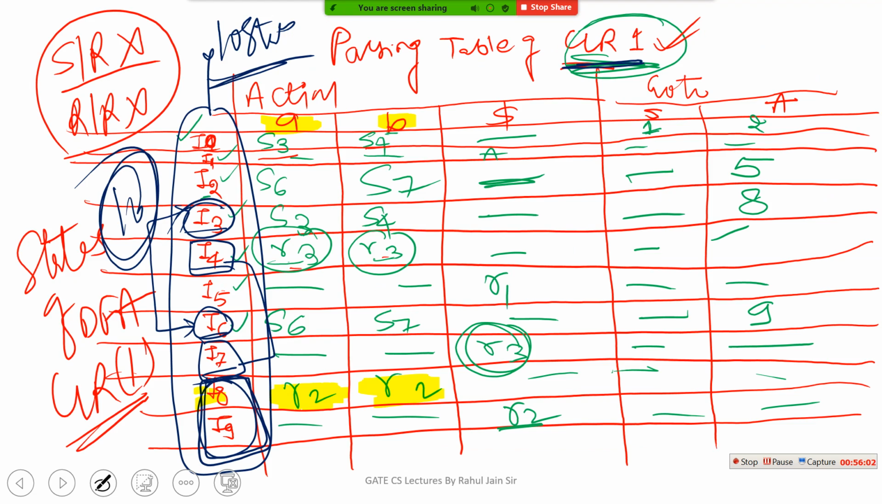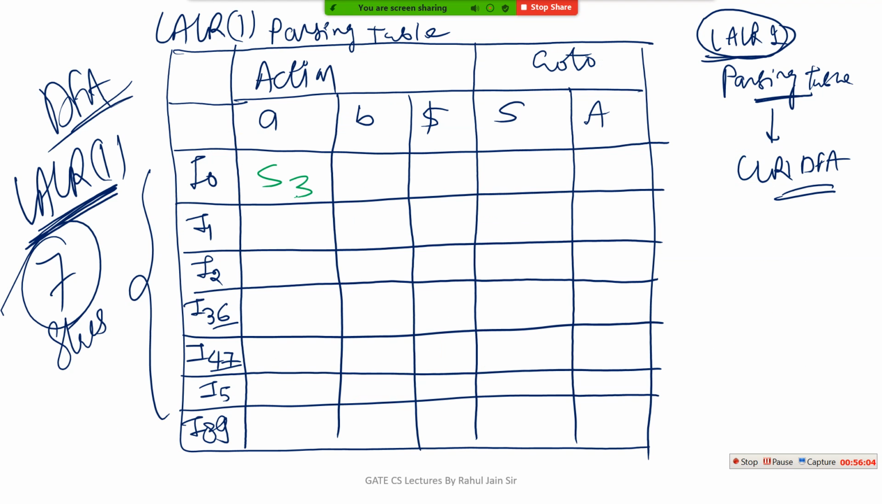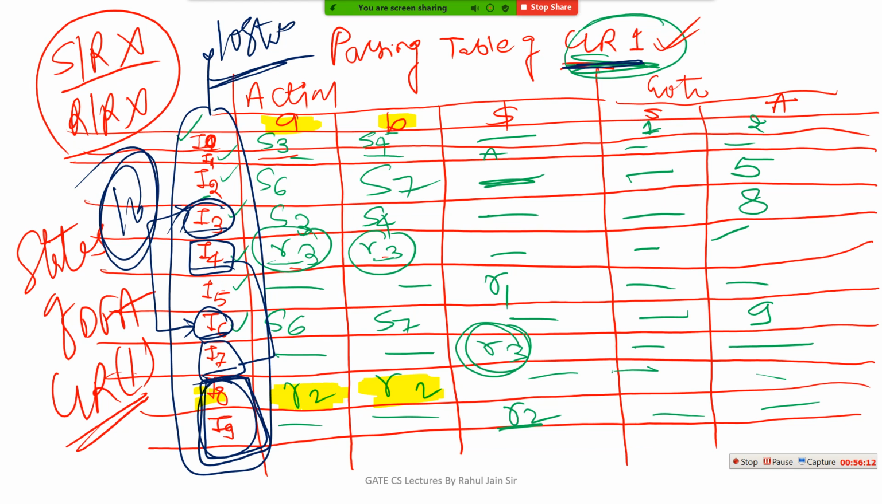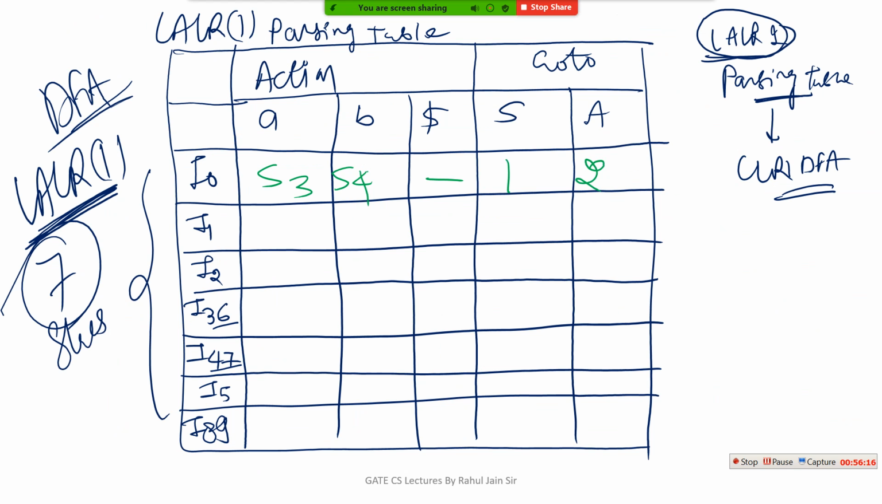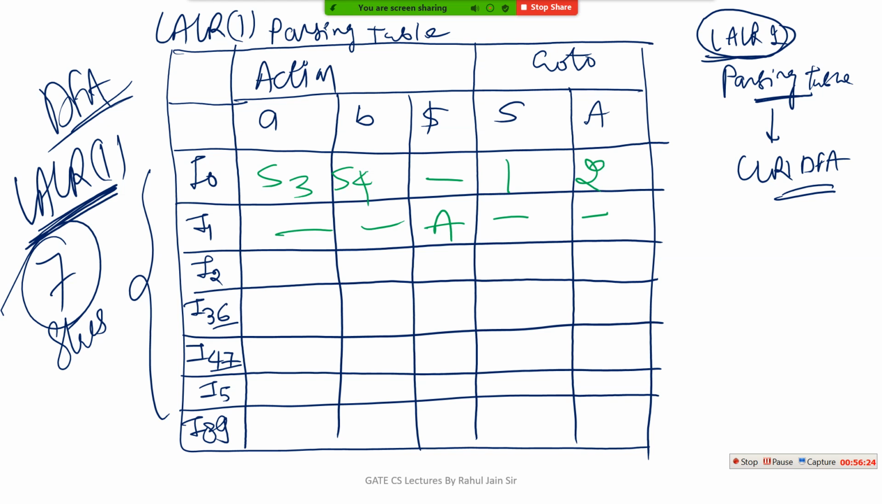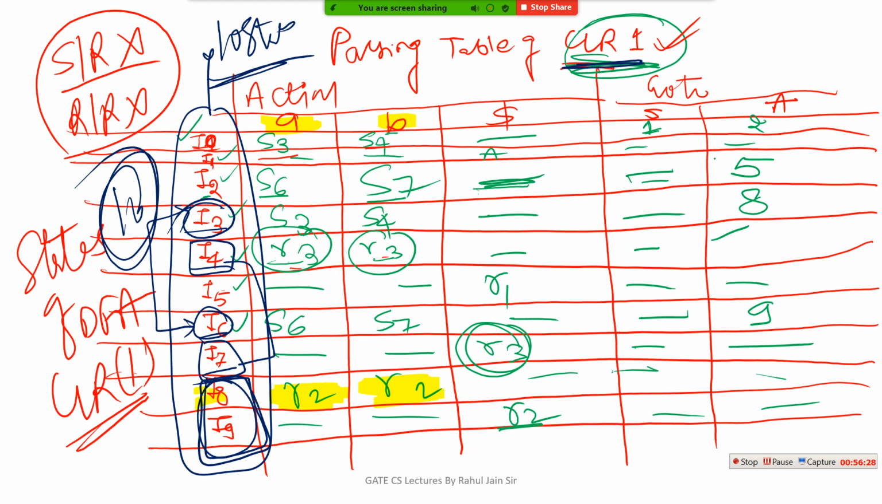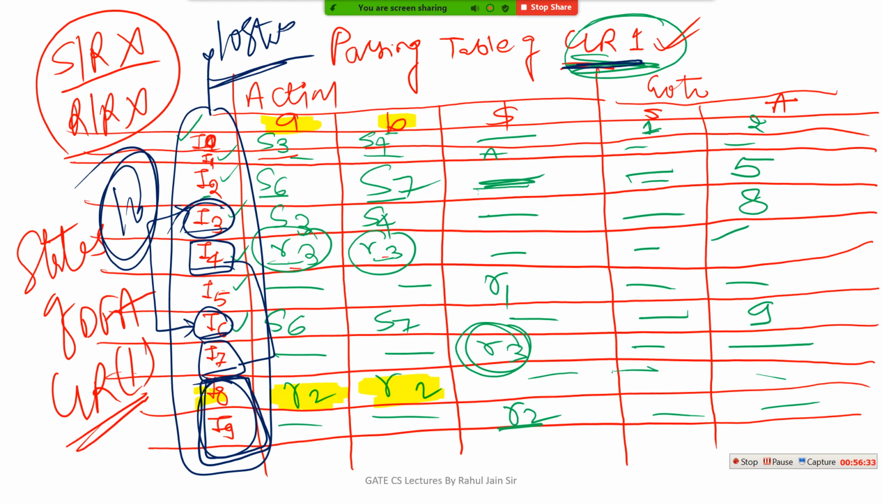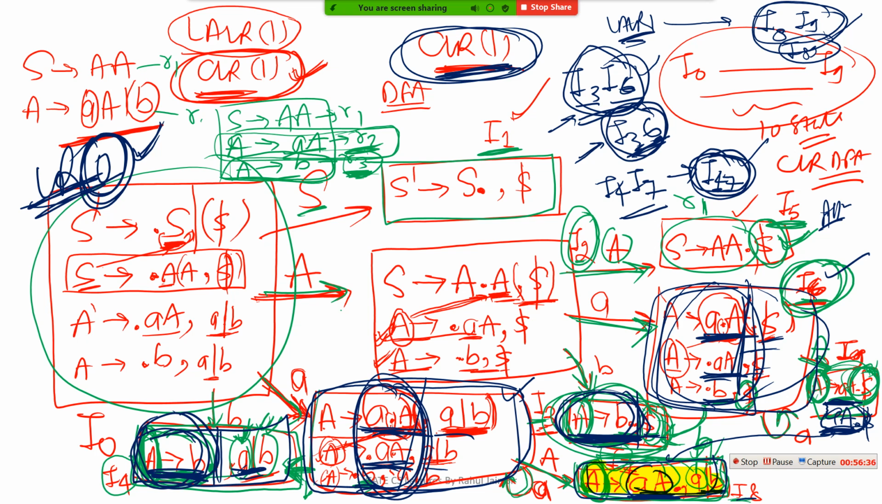Copy I0, I1, I4 similarly because they will not get changed. Whatever we have filled in CLR1, that is S3 here, S4 here, 1 here and 2 here, will not get changed because CLR1 will only change for merging states. I1 is also the same. I2: S6, S7 and the others are blank, and 5 blank and 5, because these three entries are the same as CLR1, because we are working with the same DFA.